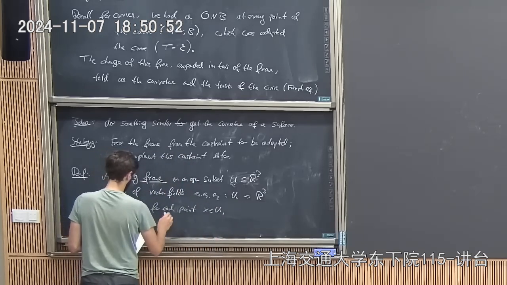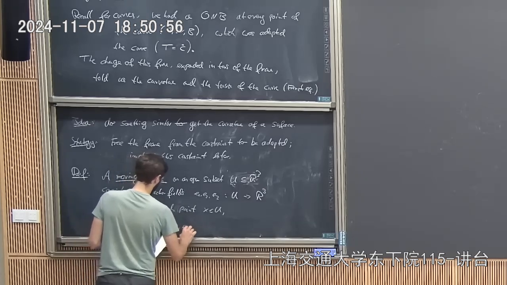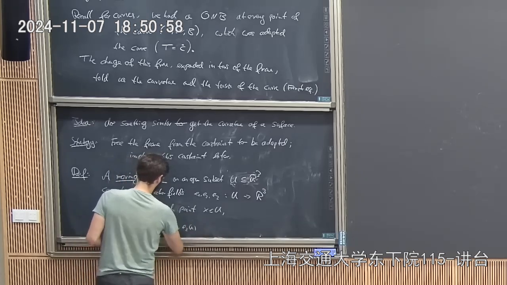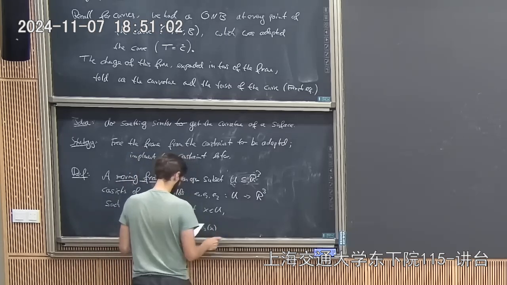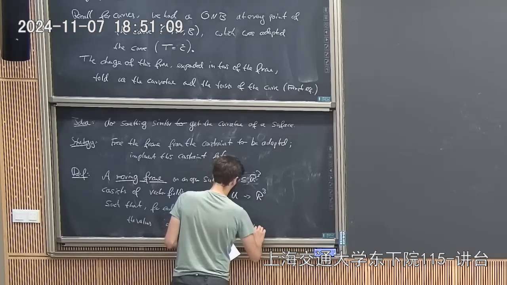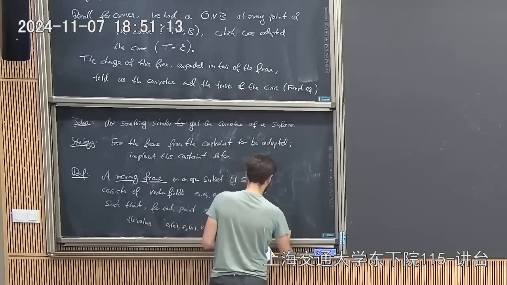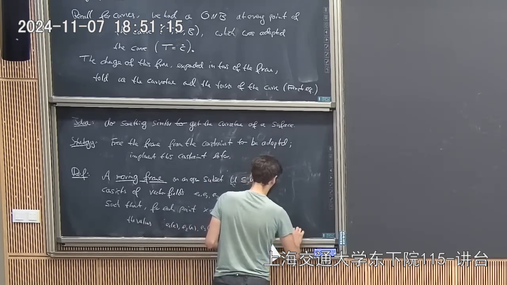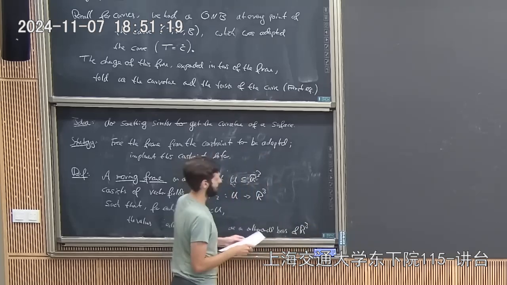the vectors E1 at x, E2 at x, E3 at x form an orthonormal basis of R3.